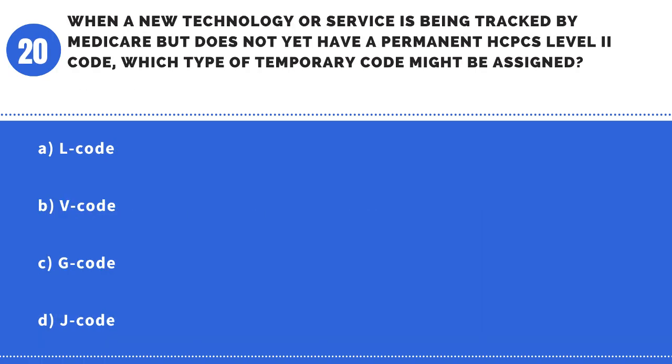Question 20. When a new technology or service is being tracked by Medicare but does not yet have a permanent HCPCS Level II code, which type of temporary code might be assigned? A. L code. B. V code. C. G code. D. J code.